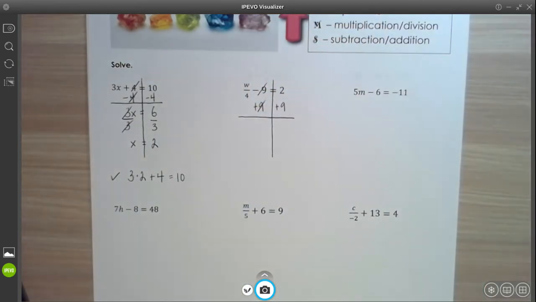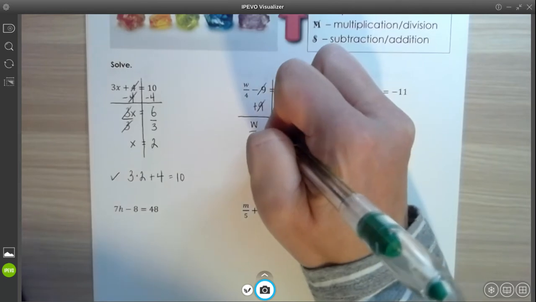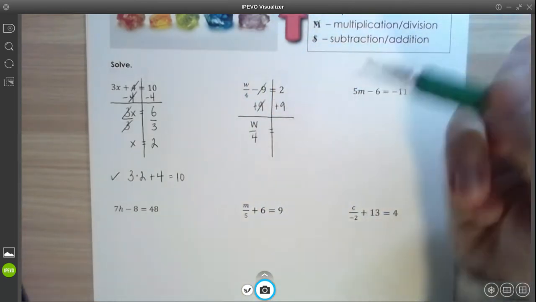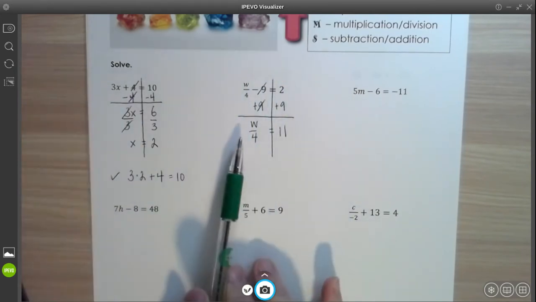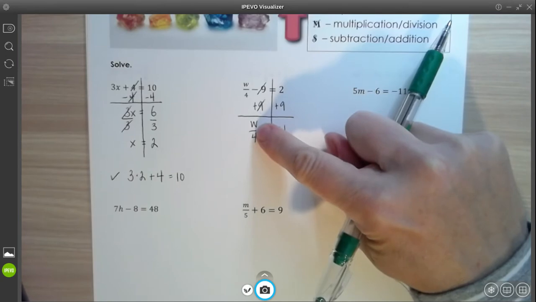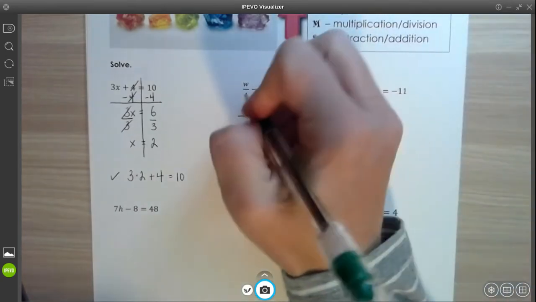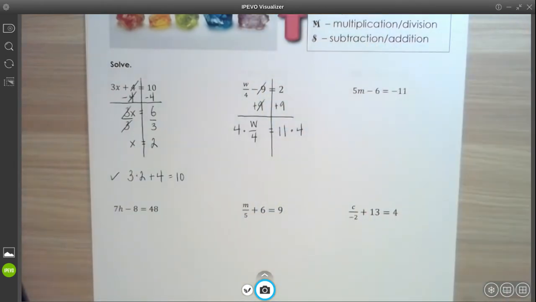Okay, so it's going to cancel out those 9s. I'm going to bring this down. It's w over 4 equals, and then on the right, I have 2 plus 9, which is 11. Okay, and then finally, to solve this, I have to get w by itself. The opposite of dividing by 4 is to multiply by 4. So I'm going to multiply by 4 on each side of my equation.